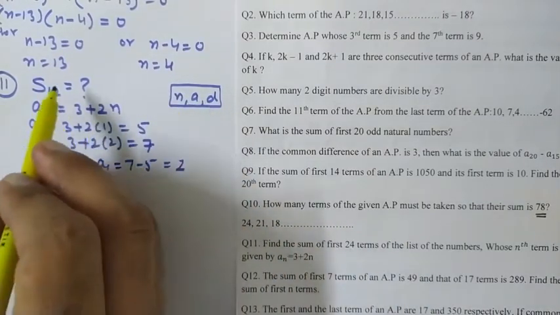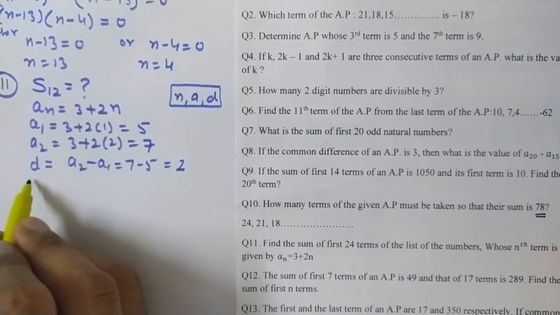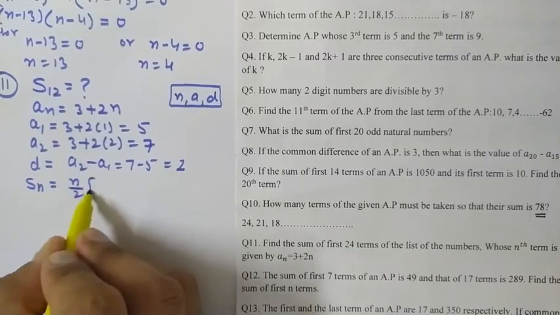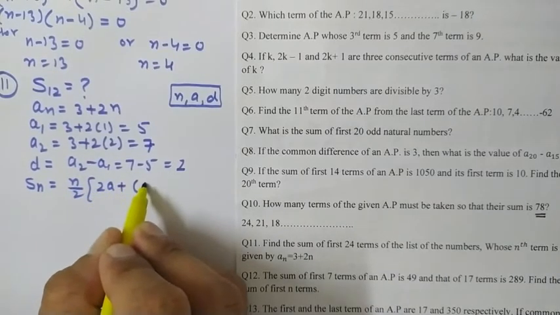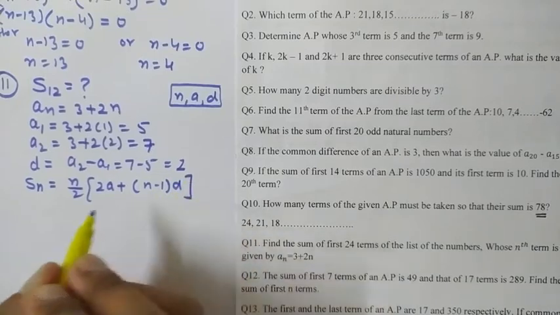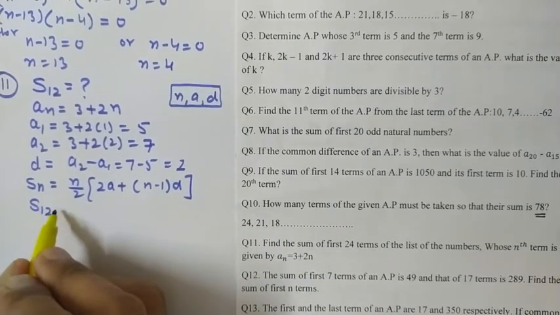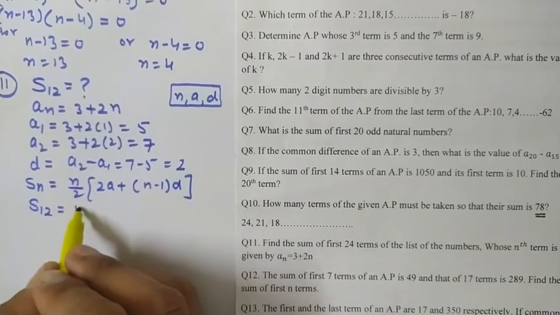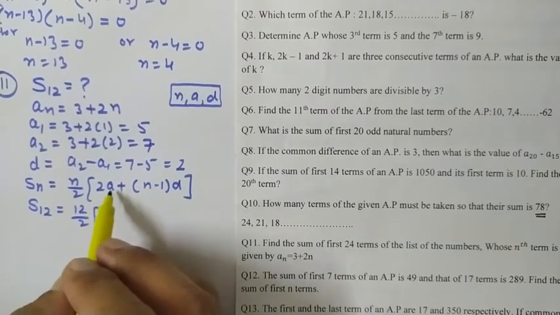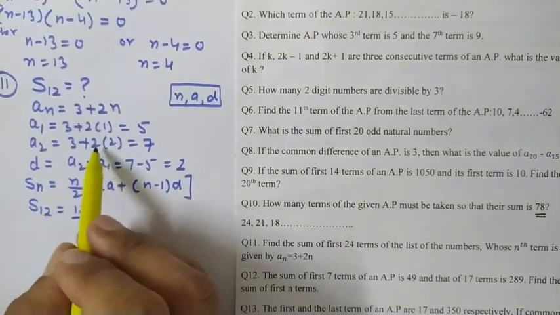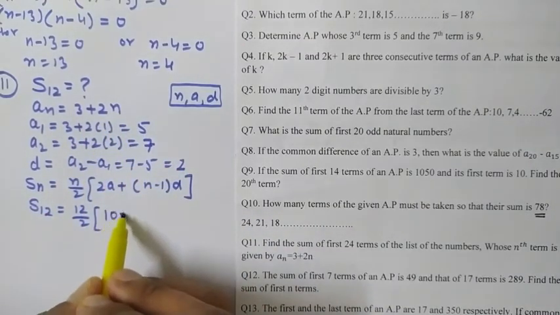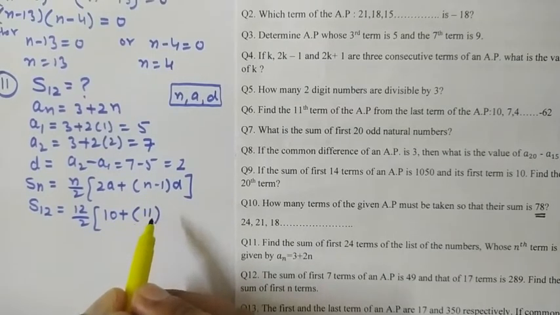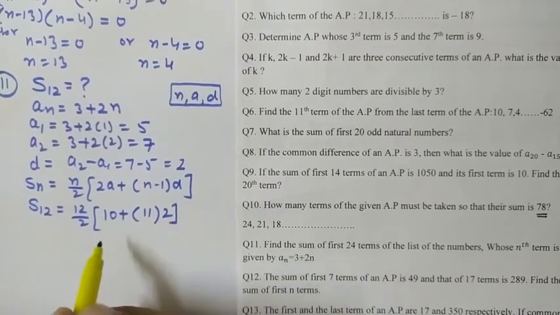N is 12. So we can find out the sum of 12 terms. So we know the formula Sn is equal to n by 2 into 2a plus n minus 1 into d. So let's fill the values. S12 is equal to n over 2. So what is n here? That is 12. So 12 over 2 into 2a. So 2 into a, 5, 2 into 5, that is 10, plus n minus 1, 12 minus 1, that is 11, into d. Here d is 2.